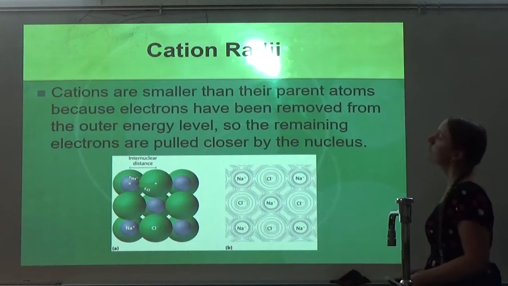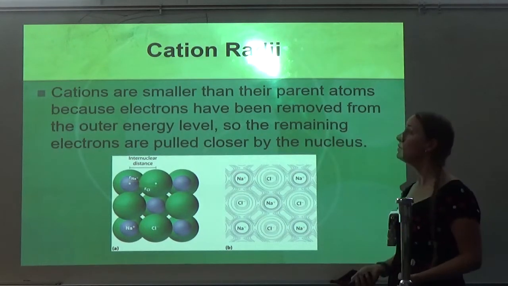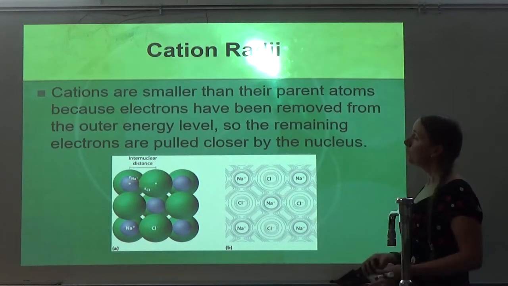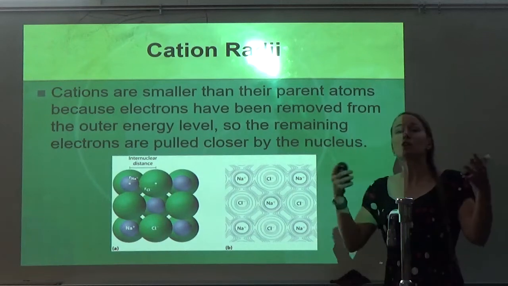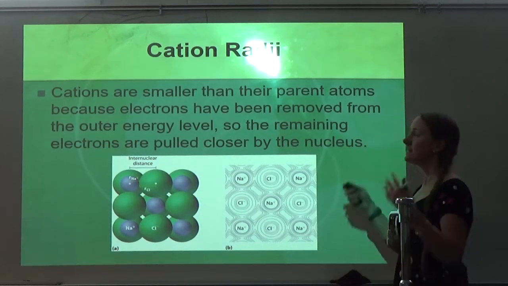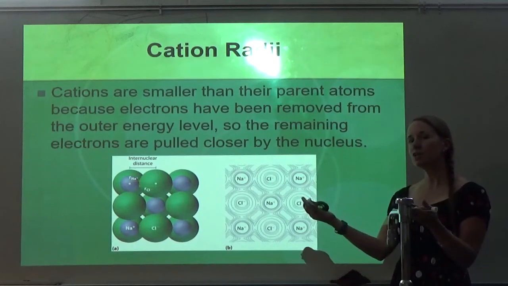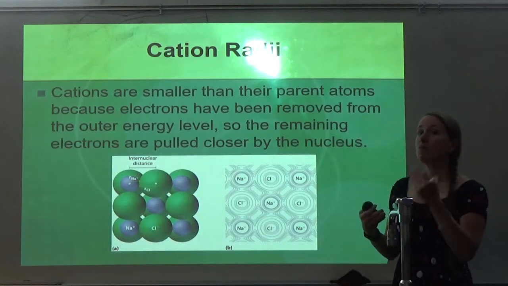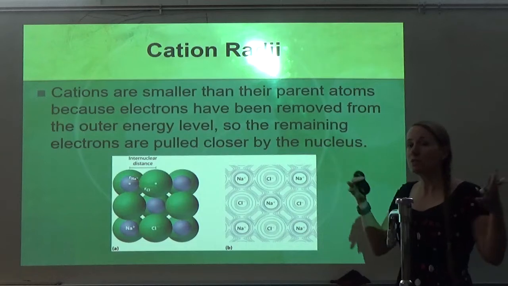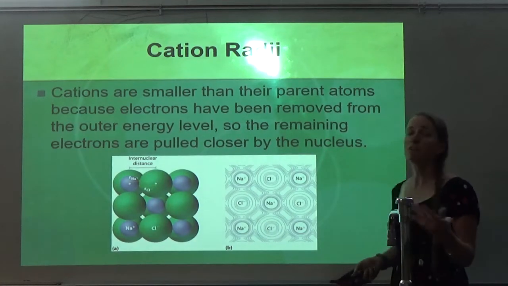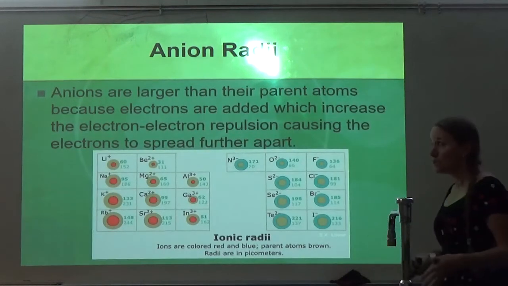Cations are smaller than their parent atoms because electrons have been removed from the outer energy level. So the remaining electrons are pulled in even closer by that nucleus. Okay, so think about if you have 10 protons and 10 electrons, but then you take away an electron. Well, now you have more protons than electrons, so that nucleus can pull those electrons in even closer. And then anions are the exact opposite.